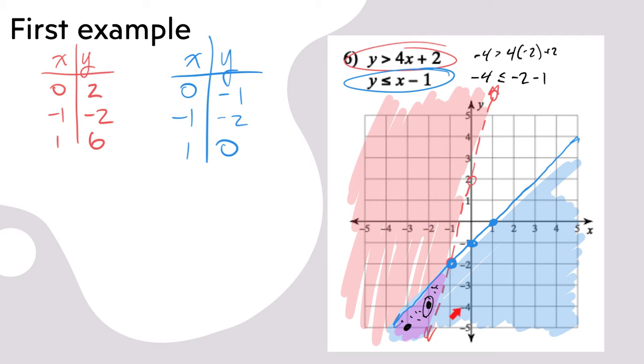So it's -2, -4. Is -4 greater than 4 times -2, which is -8, plus 2 is -6? Is -4 bigger than -6? That is true, so that's good. Is -4 less than or equal to -3? That is also true, so this point is a solution.